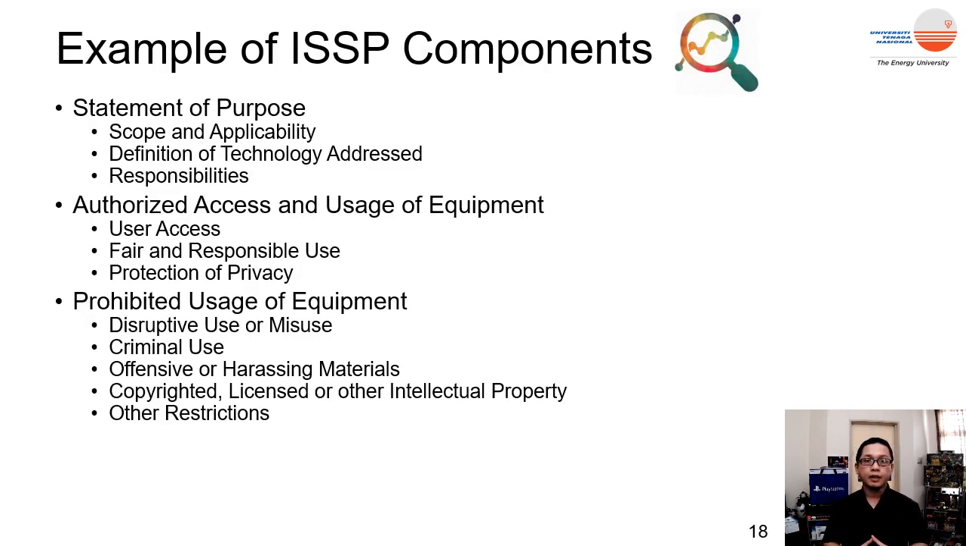As for the content, usually inside the ISSP, you have a clear statement of purpose, meaning the overall objective of the policy with regard to the use of resources. And then, for example, you have the authorized use, who can have access to that particular resource. And then what can be done with the use of that resource and what can be prohibited and actually allowed with the use of the said resource.